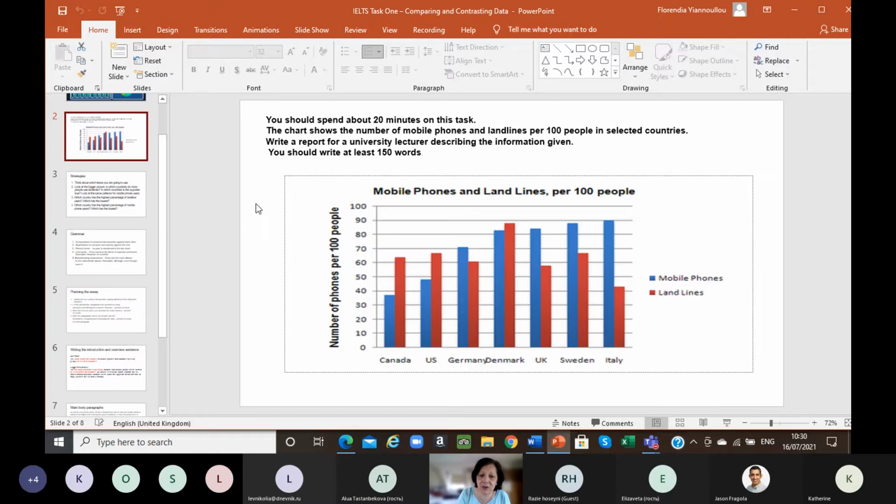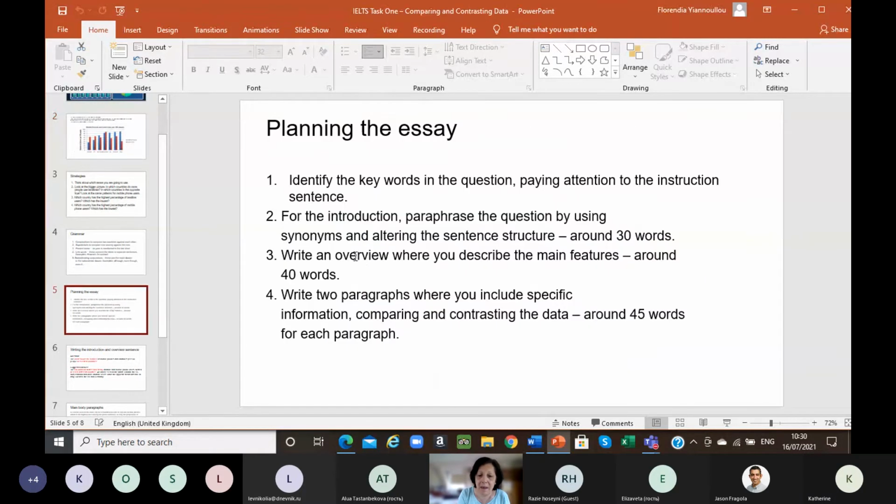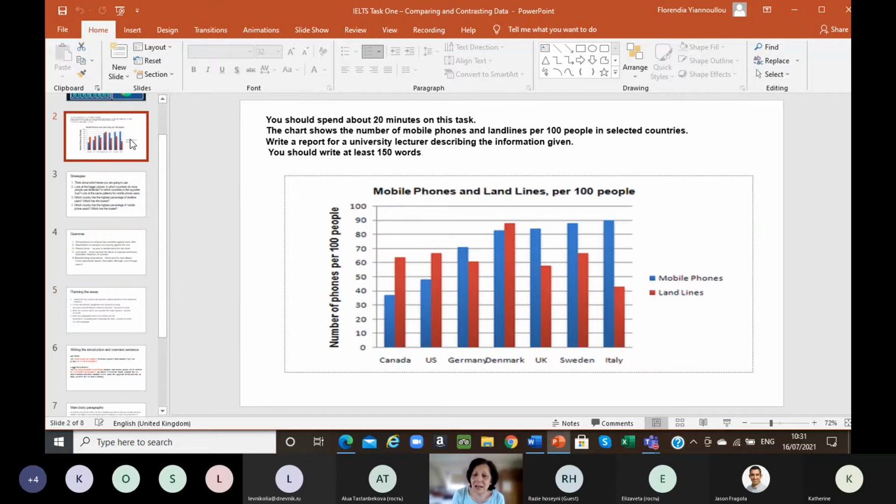So if we come back to the question, here is the question. The chart shows the number of mobile phones and landlines per 100 people in selected countries. Write a report for a university lecturer describing the information given. That sentence here, write a report, you will see that on every exam paper. So for the introduction, you paraphrase the question by using synonyms and altering the sentence structure, which will be around 30 words. So in the exam, you must not simply copy this.